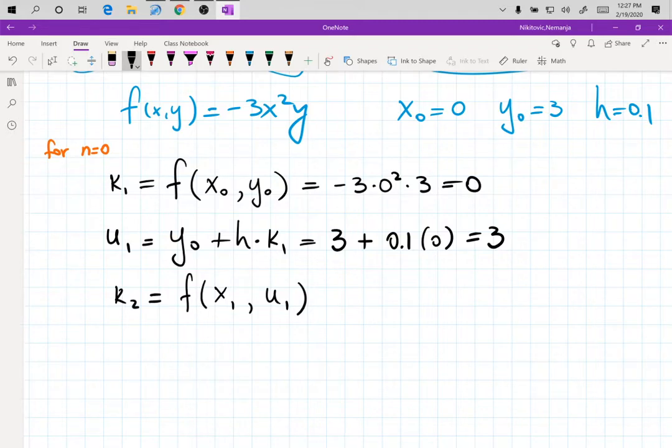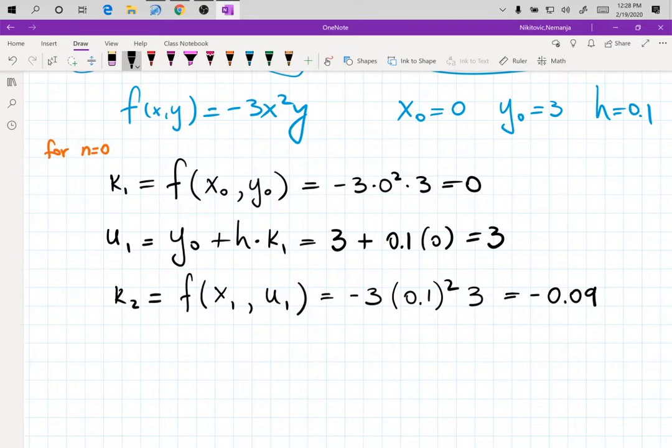F calculated at these 2 values, so we have f is negative 3, x1 is what? 0.1, right? Squared. And u1, which is our y, is 3. We are plugging in u1 for y, and u1 is 3, so all of this, and we're getting negative 0.09. Very good, negative 0.09. And those are the correction terms that help.